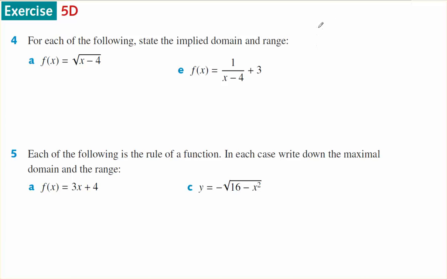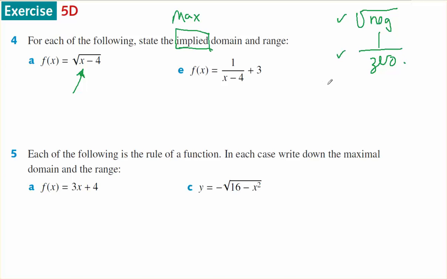This is for Year 11 Methods. State the implied domain, that is the maximal, the maximum possible domain, that will be the x values that could possibly fit into there, remembering that I can't take the square root of a negative number and I can't divide by 0. Those are the two things that are going to cause me problems.